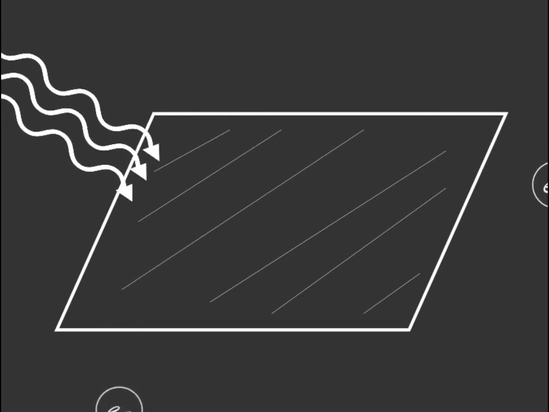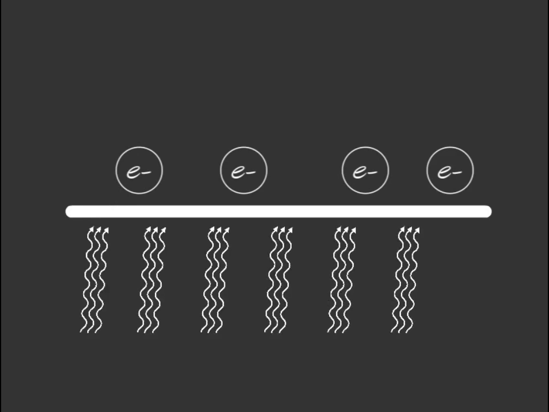Naturally, scientists are interested in measuring the number of electrons released divided by the number of photons, or light packets, that strike the surface. This value is called the quantum efficiency.